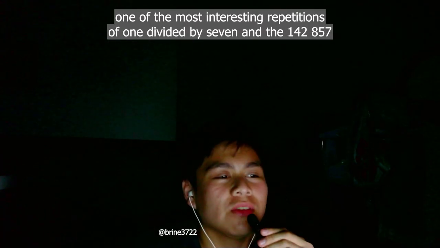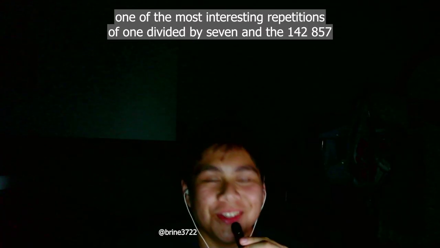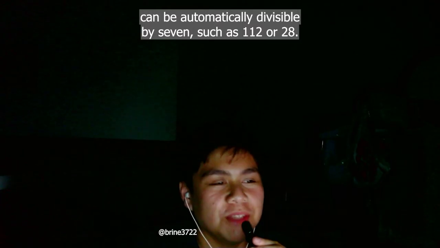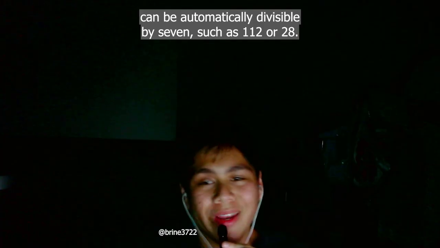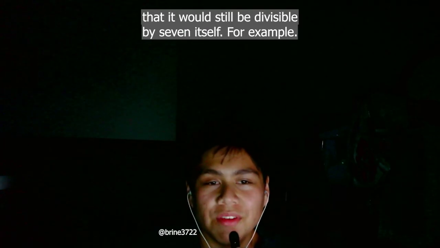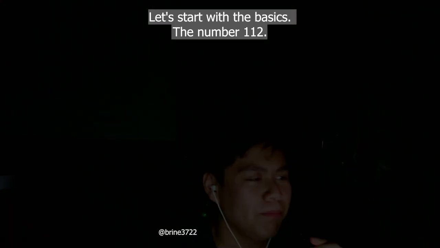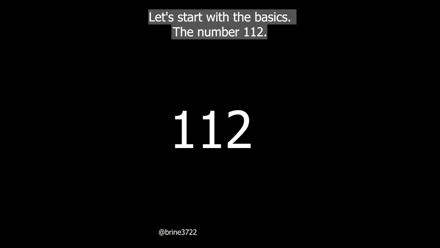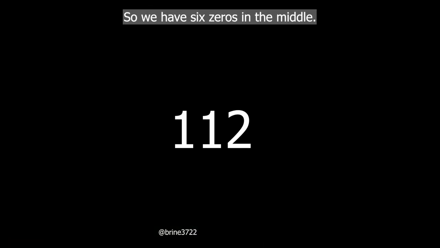Going back to one of my older math videos, one of the most interesting repetitions of 1 divided by 7 and the 142,857 series is the idea that any number divisible by 7, such as 112 or 28, if we extend it using zeros to a certain amount, would still be divisible by 7 itself. For example, let's start with the basics. The number 112. Let's put zeros in between the ones, so we have 6 zeros in the middle.